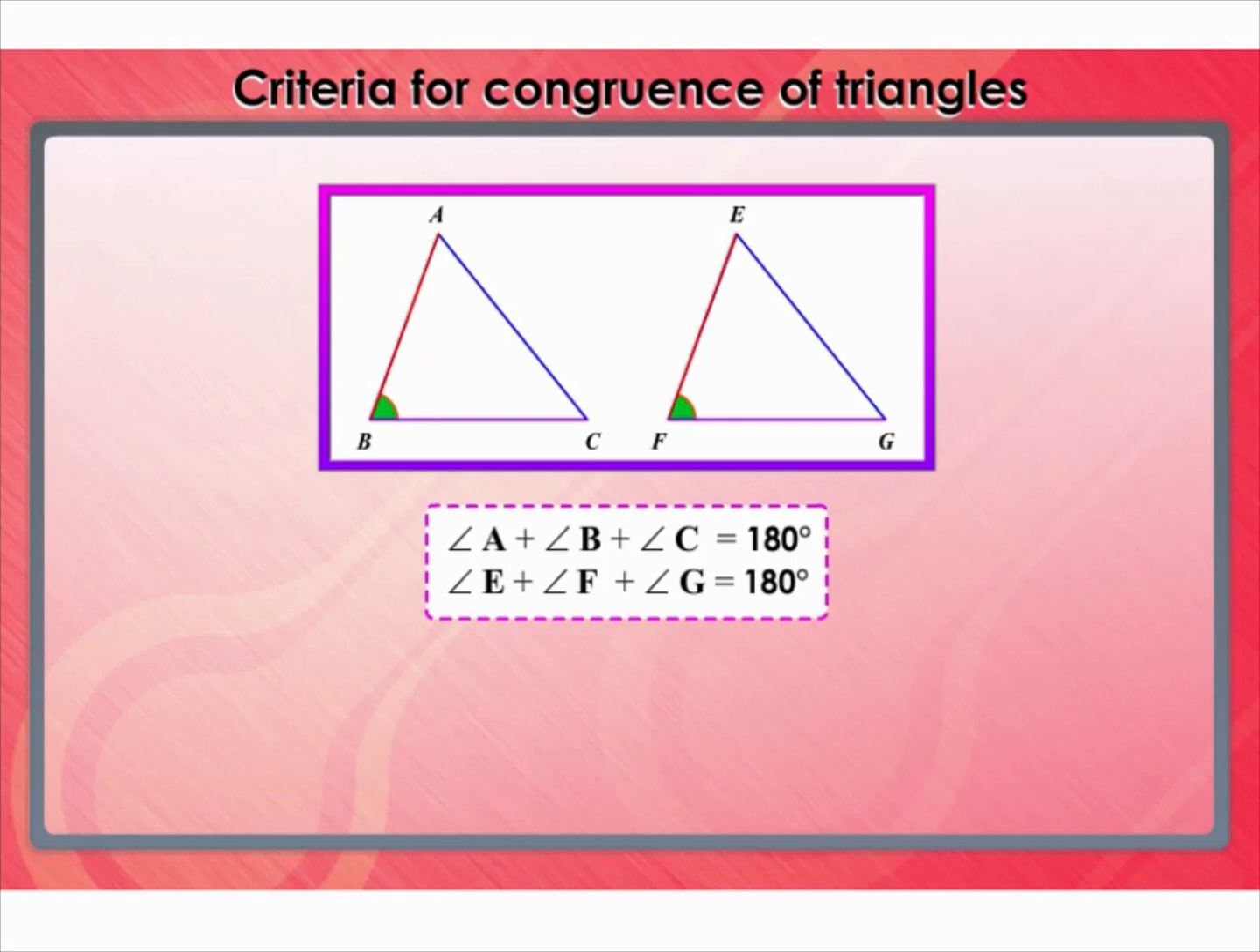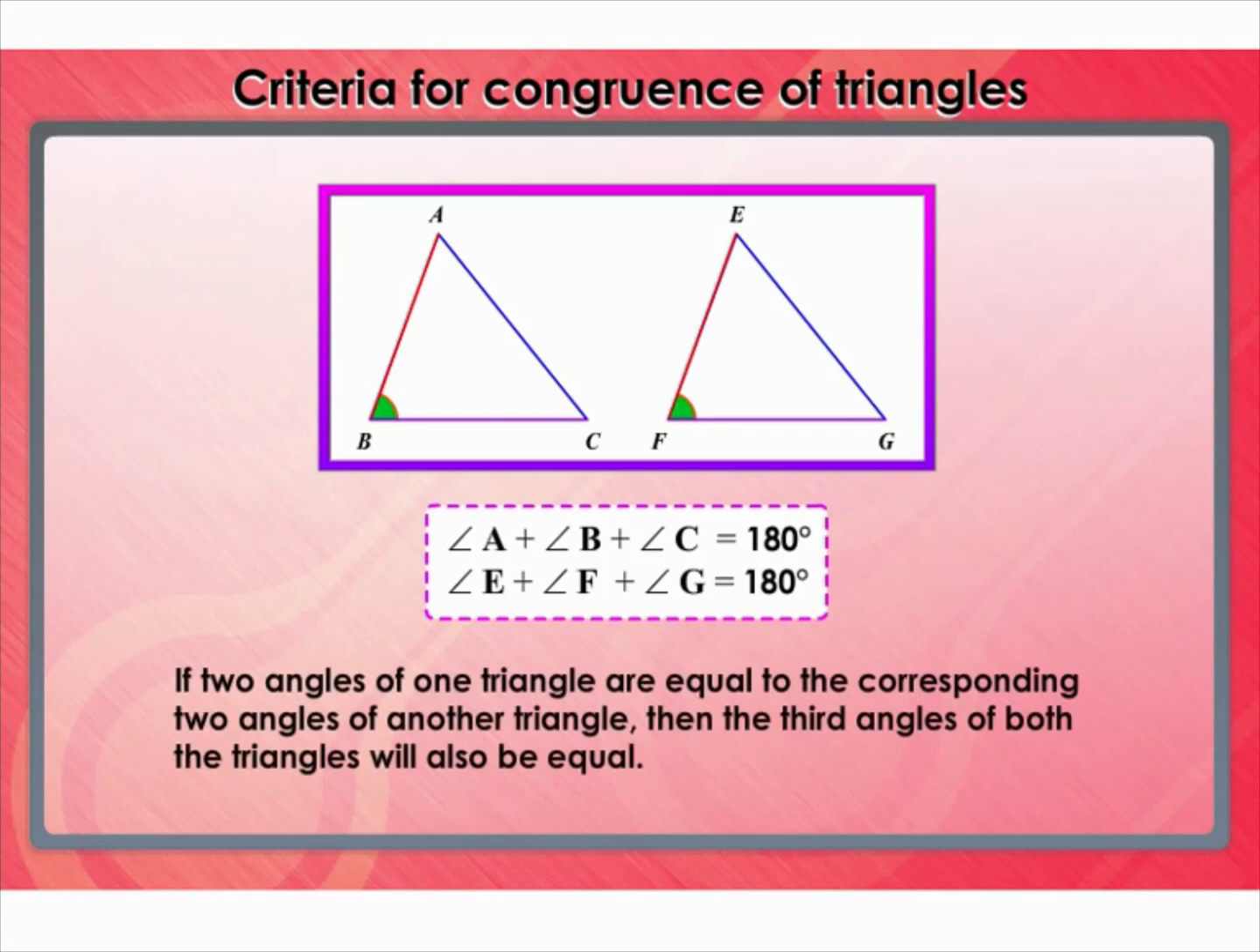We know the sum of three angles of a triangle is 180 degrees. If two angles of one triangle are equal to the corresponding two angles of another triangle, then the third angle of both the triangles will also be equal. Thus, instead of the included side, we may have any pair of corresponding sides as equal. Thus, the ASA Congruence Rule is sometimes referred to as the AAS or SAA Congruence Rule.